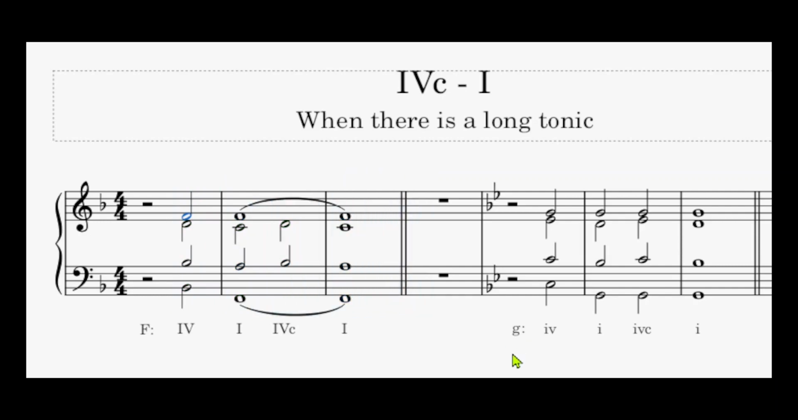Next example is in G minor. We have a repeated tonic at the end, also after a plagal cadence. Then we insert the 4C between two repeated tonics. We can also observe that tonic repeated in the soprano.